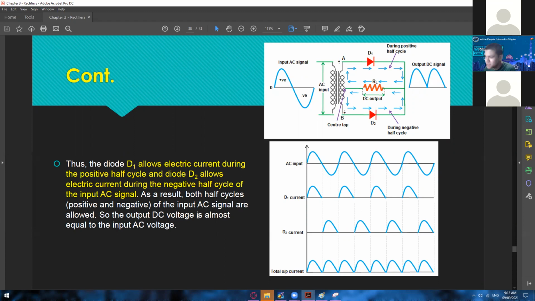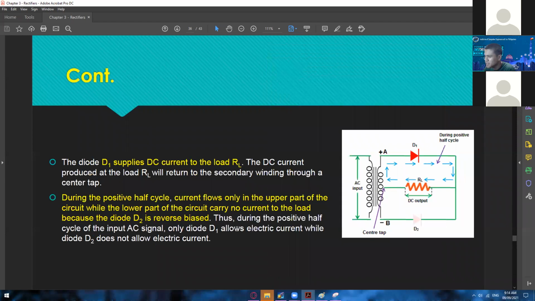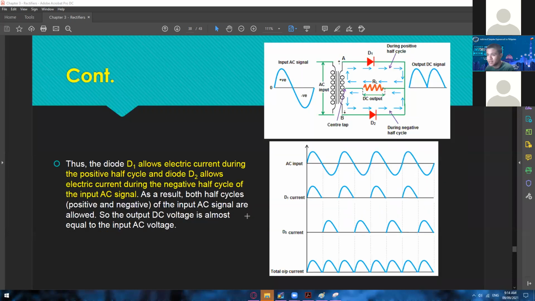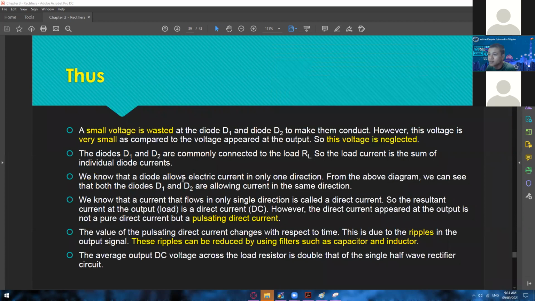Am I too fast? Most of them are just explaining the connectivities, and then explaining how the positive cycle works and then the negative cycle works. Again, any questions, guys, before we proceed to the last example? Okay, it seems that there are no questions anymore.